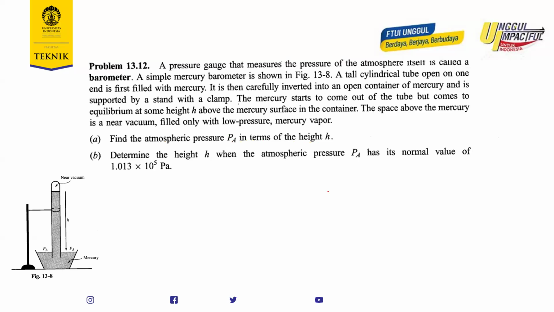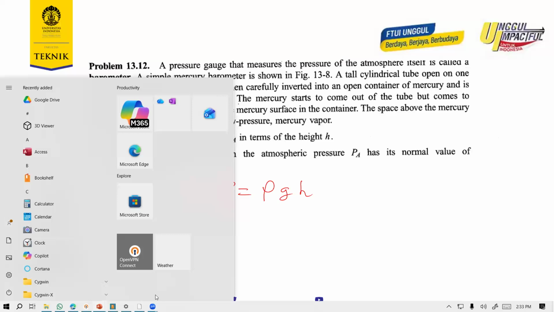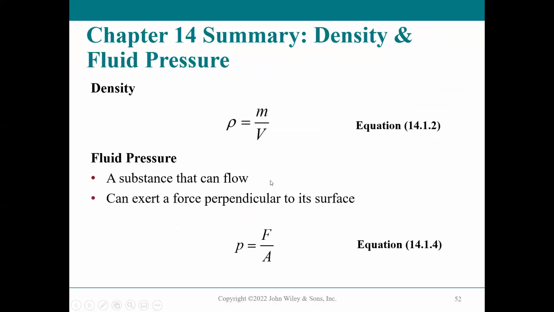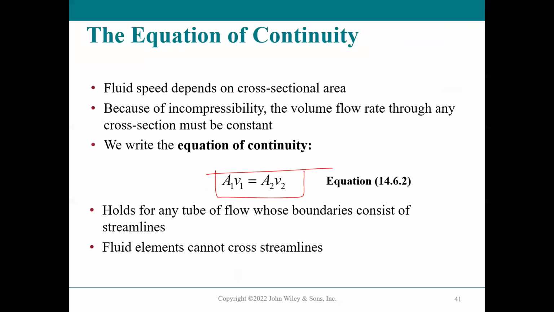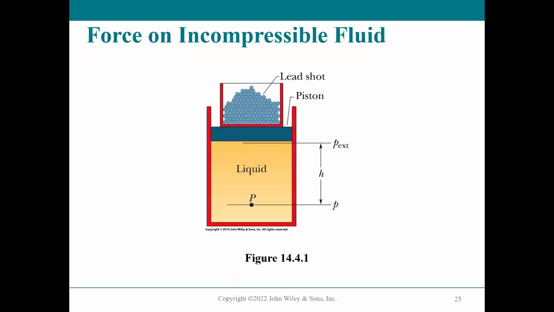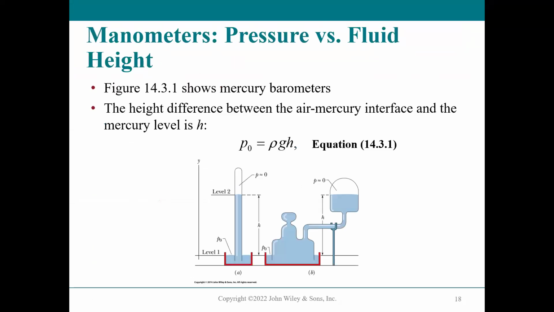Okay, so we can calculate for point A by the formula PA is equal to rho GH. Remember again about this case, right? So we can calculate for the barometer.